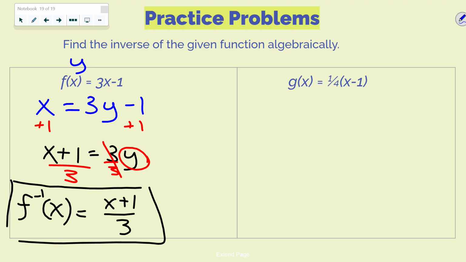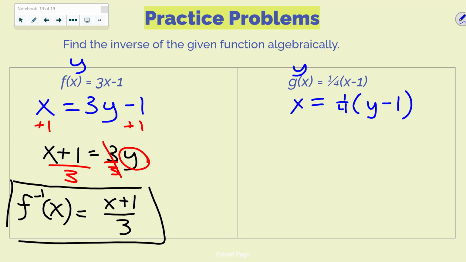So next up we have g of x equals 1/4 x minus 1. What is my y? G of x. So I know it should be x equals 1/4 y minus 1. And next up we want to solve for y. What are some ideas you guys have to help us solve for y? Multiply 1/4 on each side.